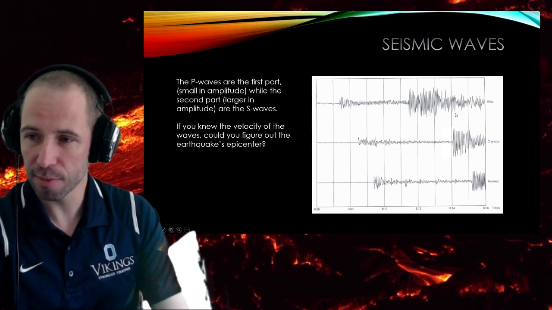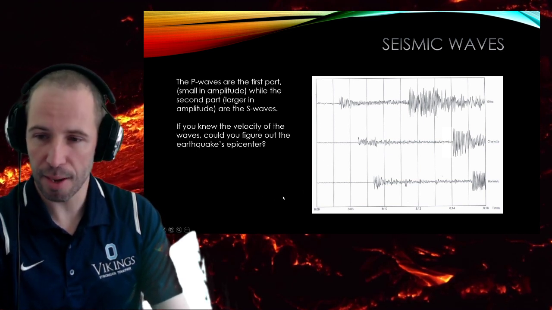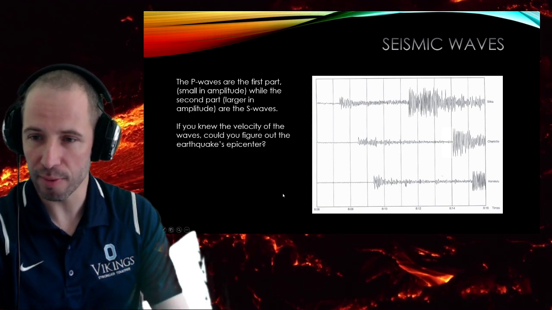S waves, which stands for secondary waves, are going to be the second ones to get there. Okay, so P wave, S wave. This station's closer, this station's farther, this station's really far. That's a little bit you can tell just from recording the earthquake waves.